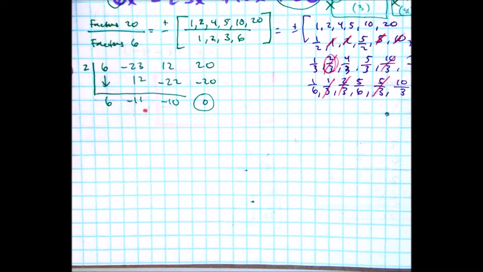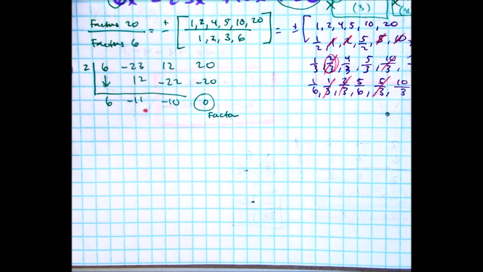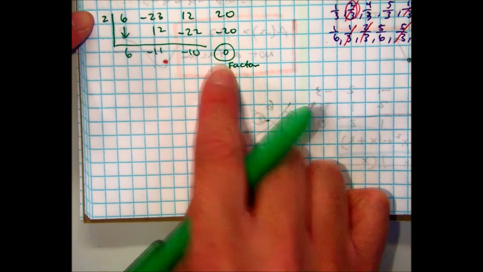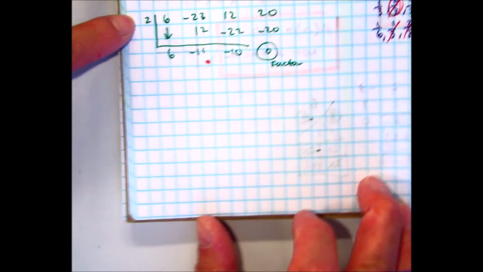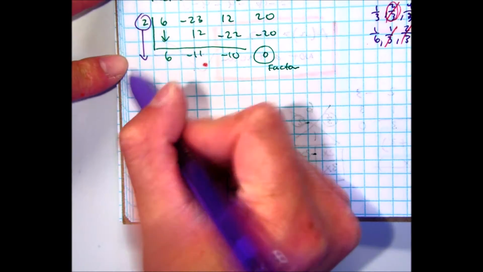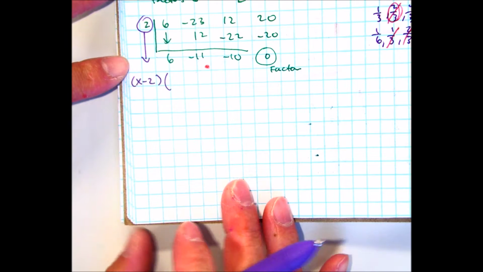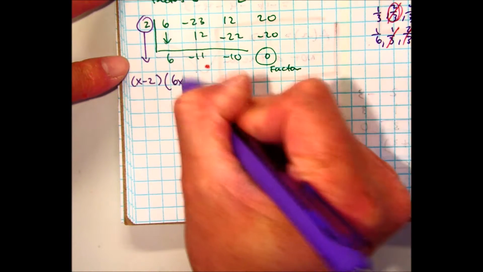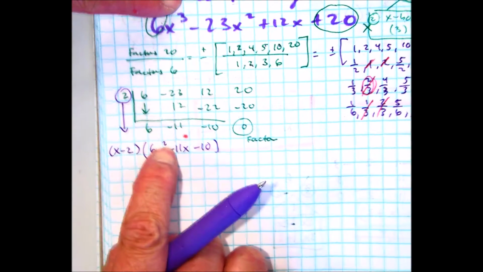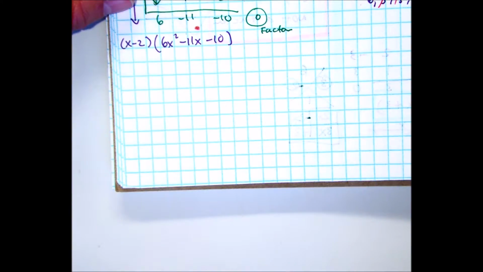What does the remainder of 0 tell us? That it can be factored. Factor. I'll show you with our calculator later. Now, if this is a factor, we're going to bring this down. Should I write x plus 2 or x minus 2? x minus 2. And then what am I left with? 6x squared, take away 11x, take away 10. Remember, that is one less degree than what we have here. And then again, I'm going to see if I can factor that.